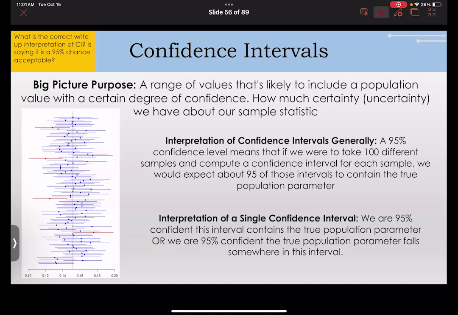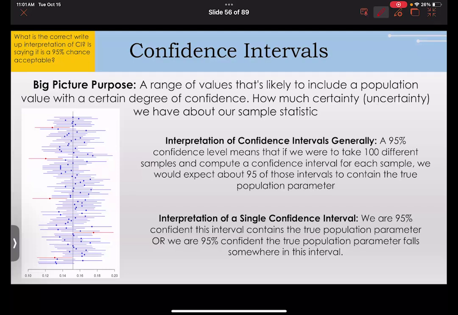So the first one is how we interpret confidence intervals generally. And the reason I'm starting there is because confidence interval interpretation stems from frequentist probability, which is entirely dependent on this idea of doing things over and over again. So it's hard to start by just interpreting one.